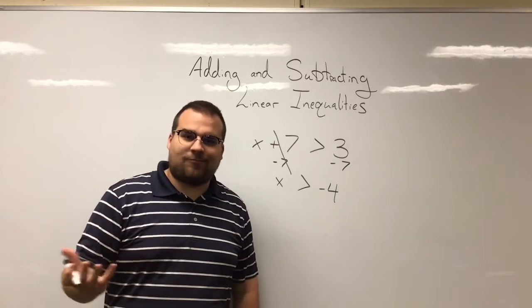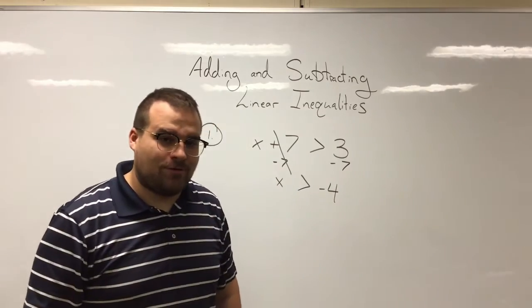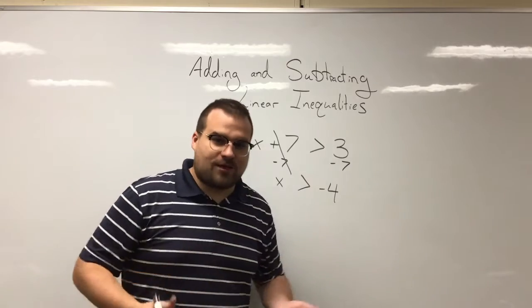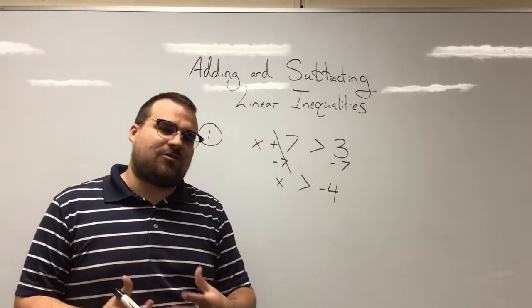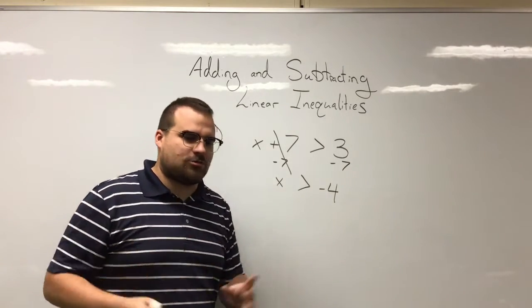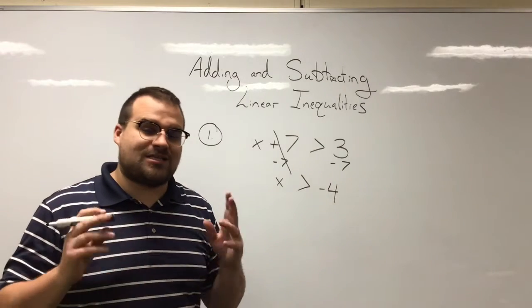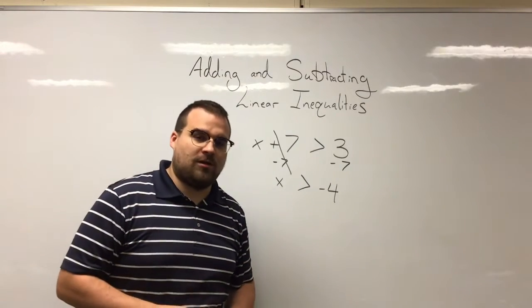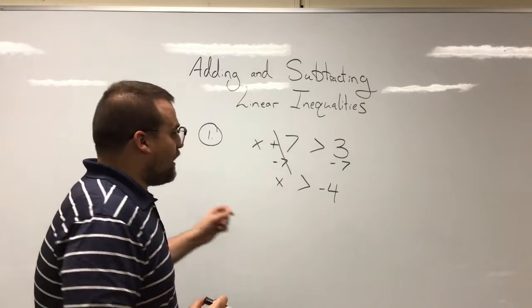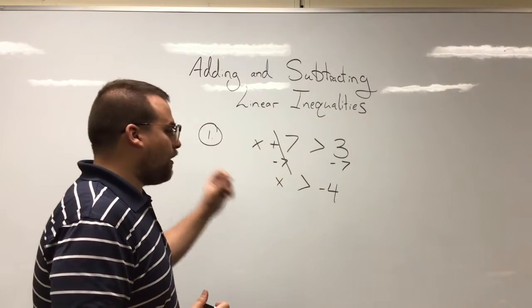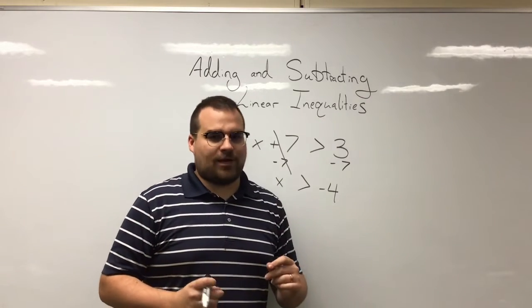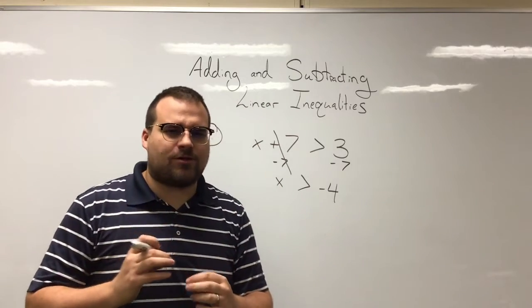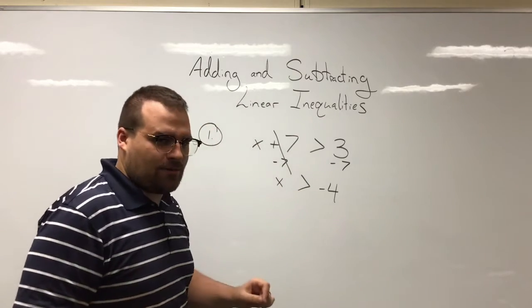Well, look at that. We're done. We got x on its own. We have a single number on the other side. But instead of an equal sign, we have this inequality. X is greater than negative 4. So x is any larger number. Now, a lot of times what we actually want to do is plot inequalities on a number line so that we can kind of visualize what this statement is saying.